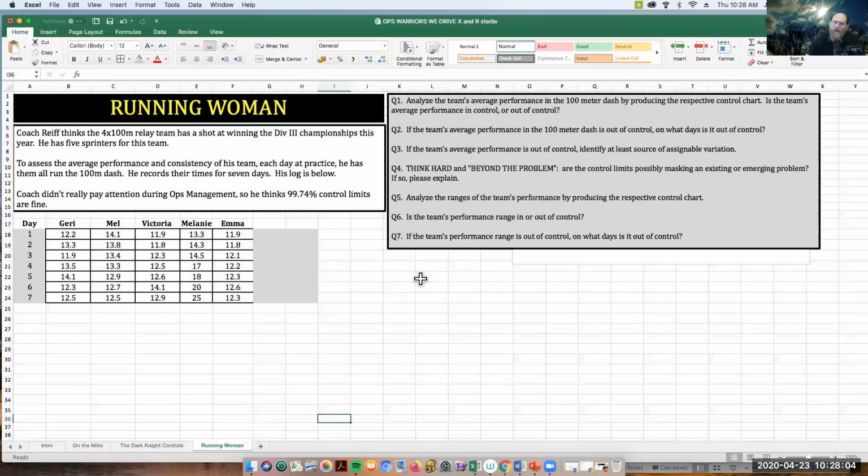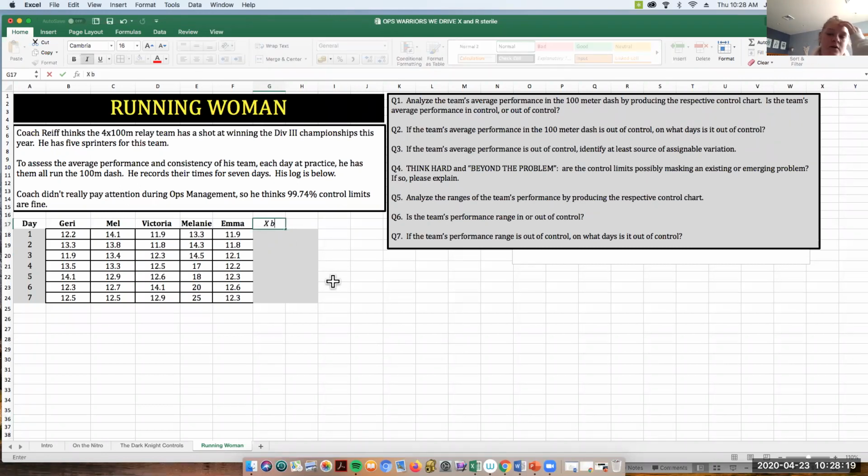Myra, back to you. How do we get started with this set of data, do you think? I just made the two other columns, X bar and your range. And then for the X bar column, you just do the average of every girl on that day 1. And then I just dragged it down to day 7. Okay. So something like this.